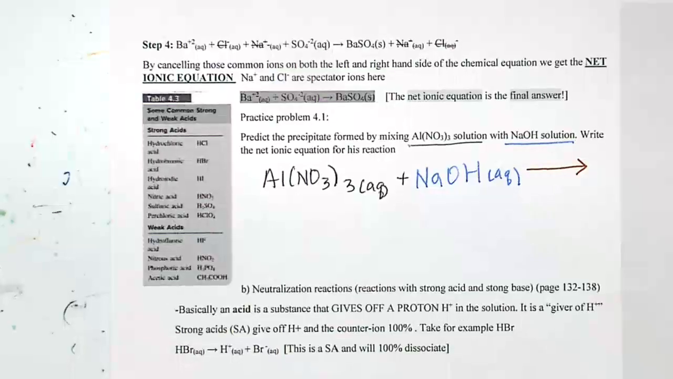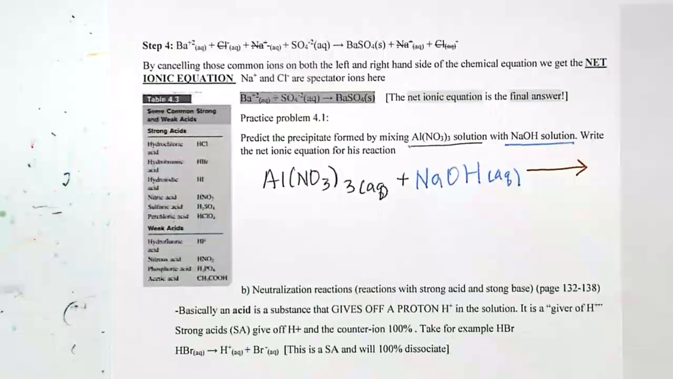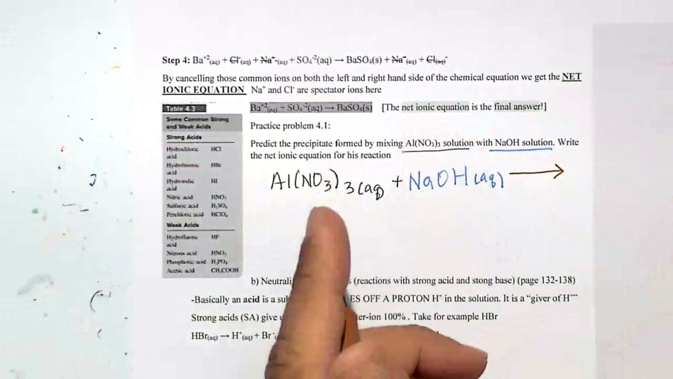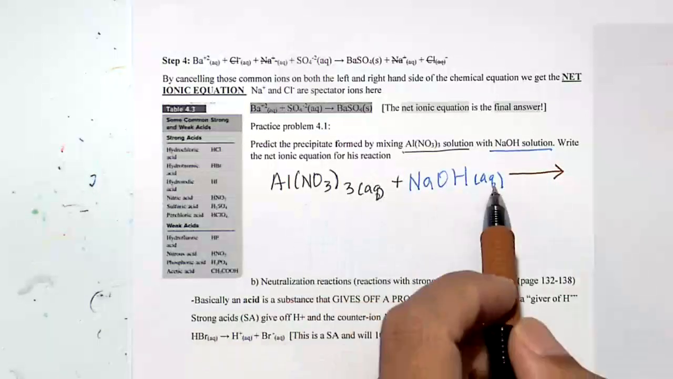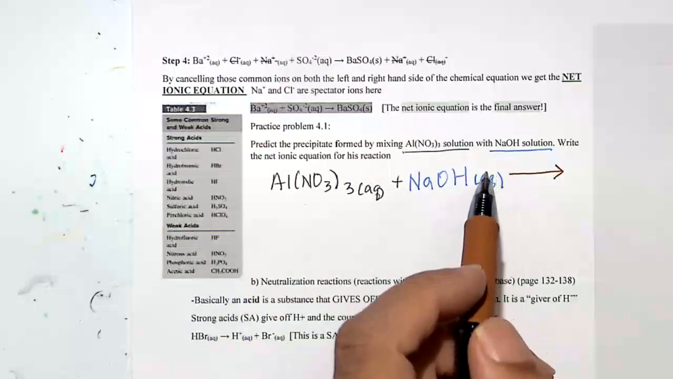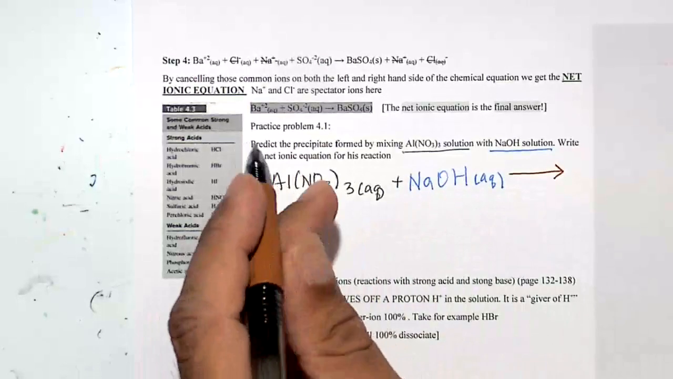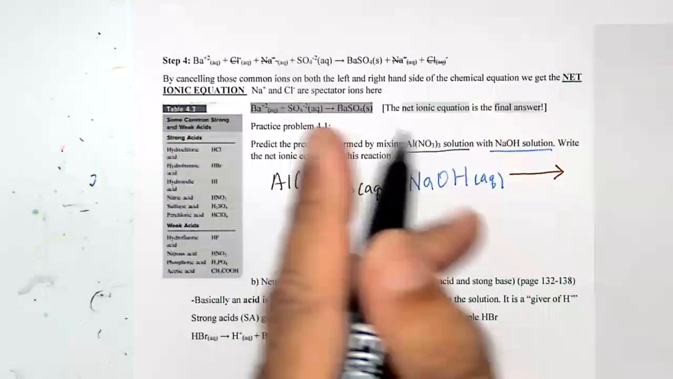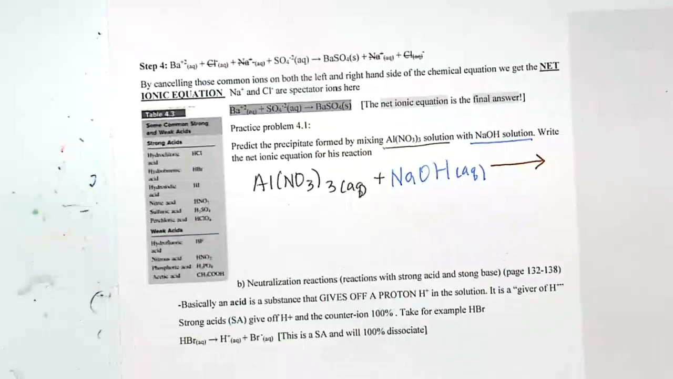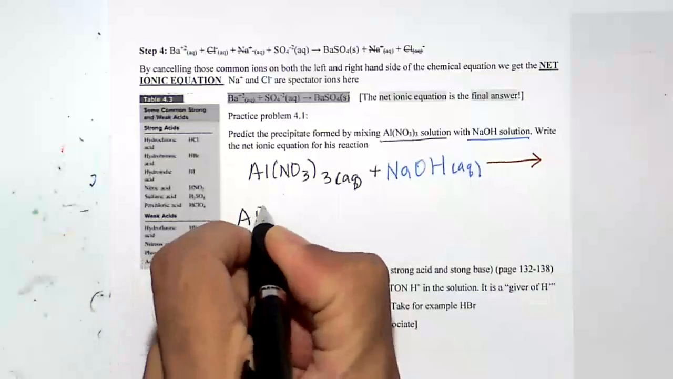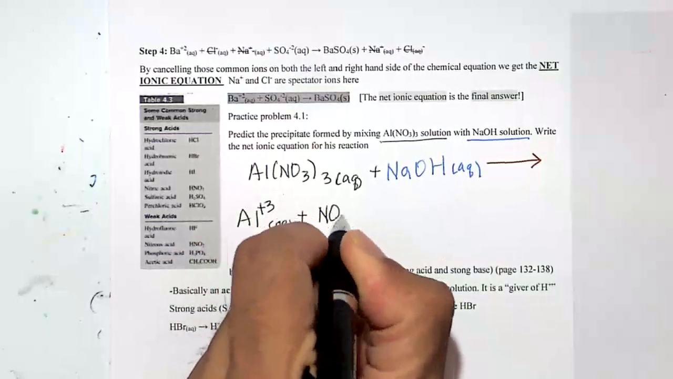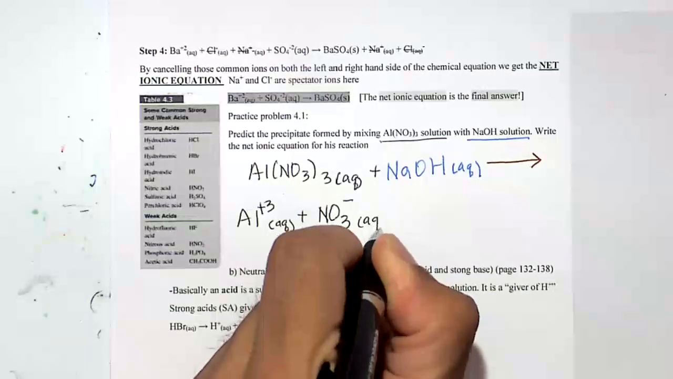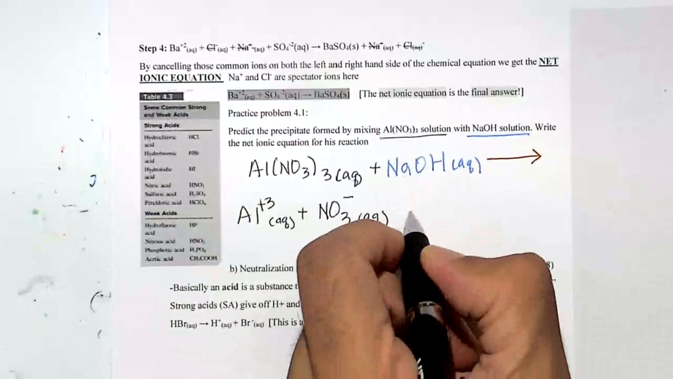As Gerardo said, if the products are both soluble, then it's no reaction. But let's see if we get a solid or a precipitate out of this. Aluminum nitrate in solution is aqueous. Sodium hydroxide in solution is aqueous. What is aluminum nitrate in water? What ions will it decompose to? Aluminum ion, which is +3, and nitrate. This is called the nitrate ion.